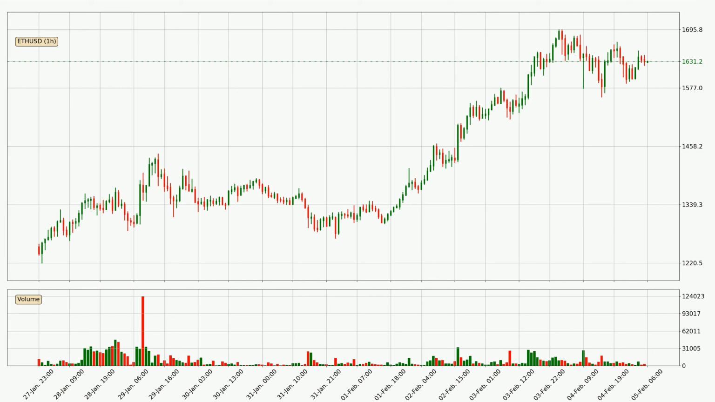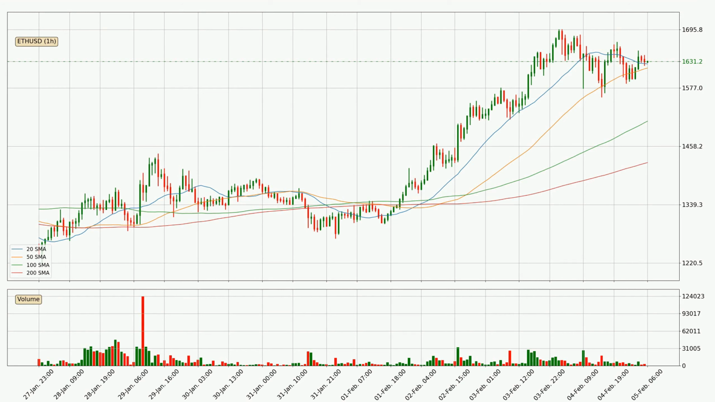description. Looking at the Ethereum hourly time frame, the price moved down around 2.7% in the last 24 hours, with a current price of $16.31. And the move wasn't very strong as the volume wasn't very high.